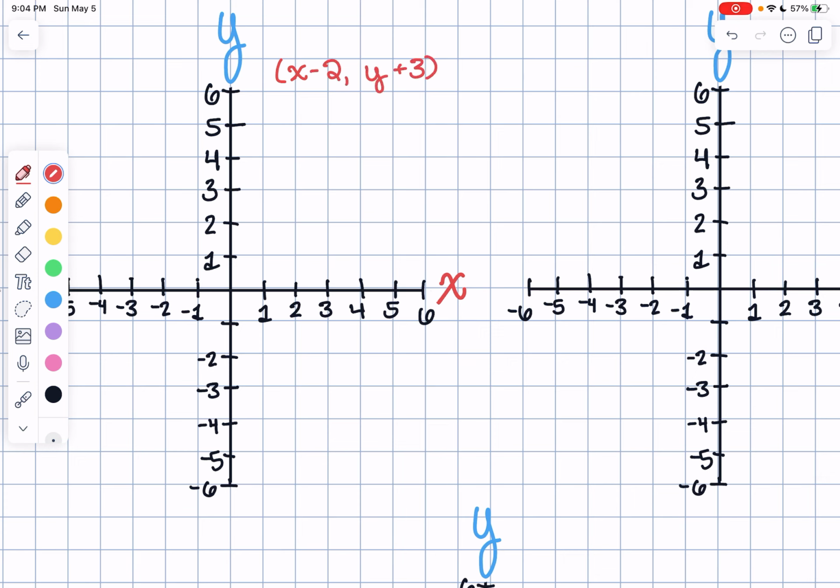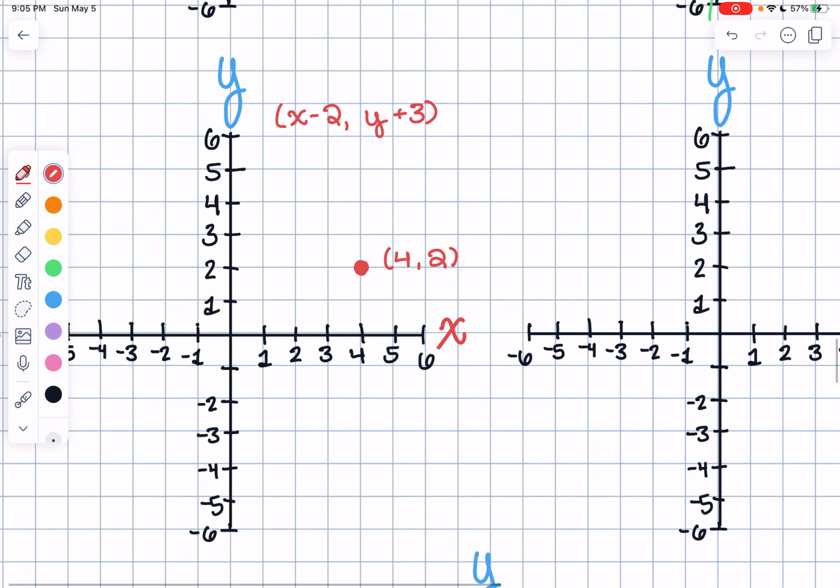And I'll pick a random point. Let's pick (4, 2). So our transformation rule is x minus 2 and y plus 3. So I'm going to take this x, and it says I'm going to subtract 2 from it. So my new point is going to be at 2.